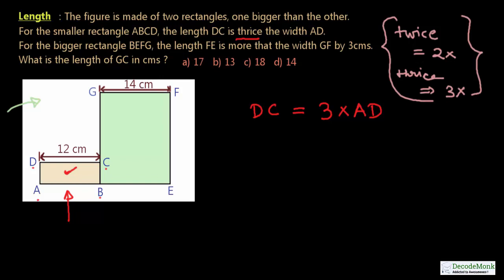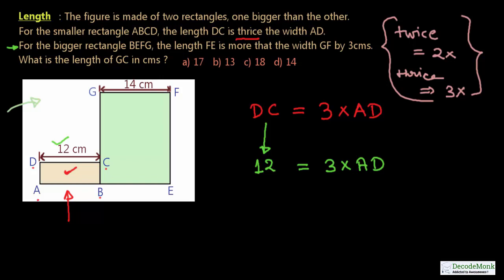So next it is said that DC is equal to 3 times AD, and you can see from this figure that DC is given as 12 centimeters. So DC is 12 centimeters, which is equal to 3 into AD.